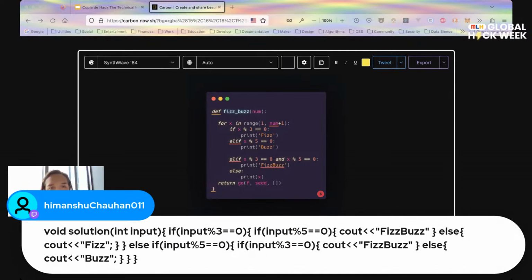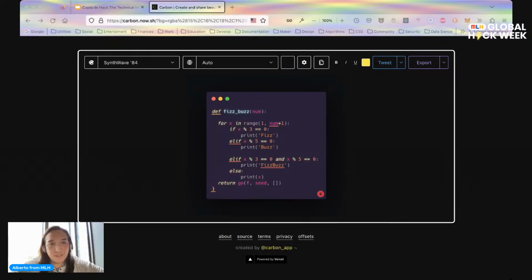Okay, I have a solution here in C++, I think it is, or C sharp. I don't know how to see the difference between those two. But yeah, so I told you about the problem of my code. We have no time to explain or to refactor, right?